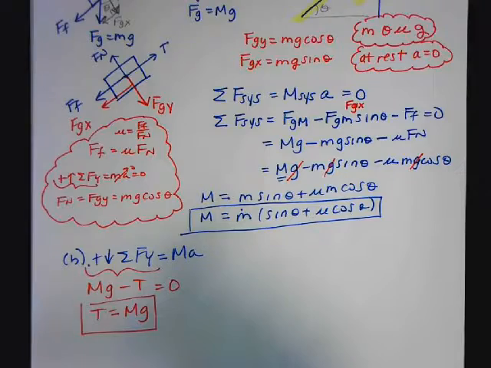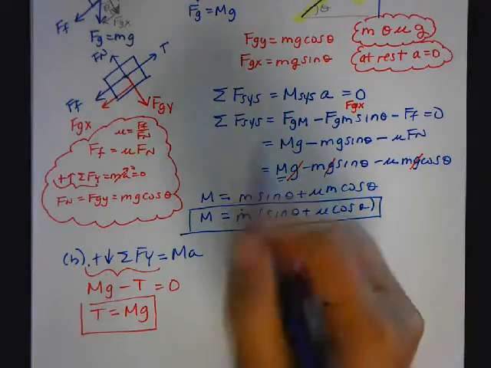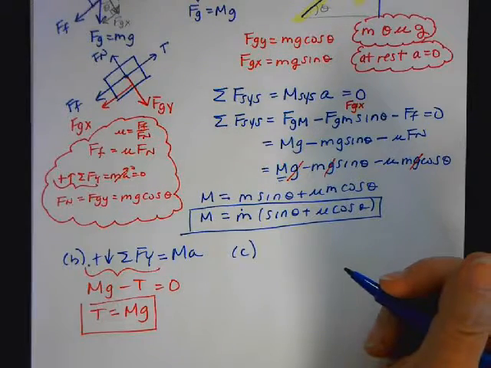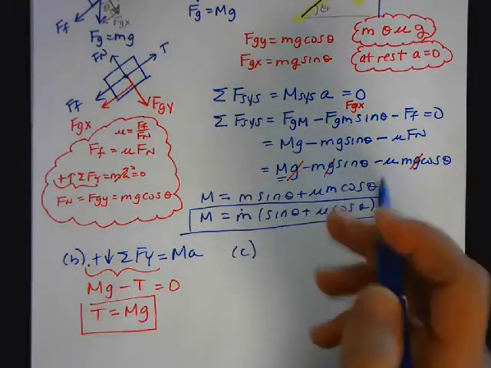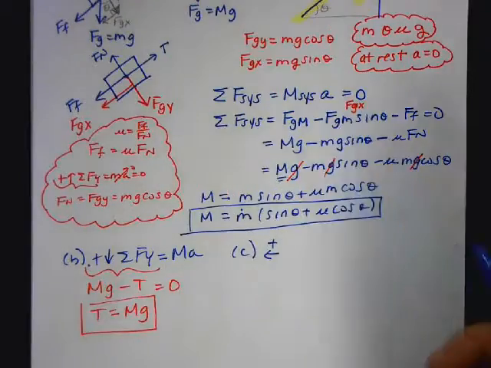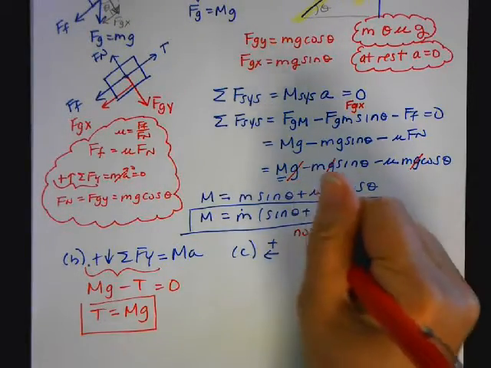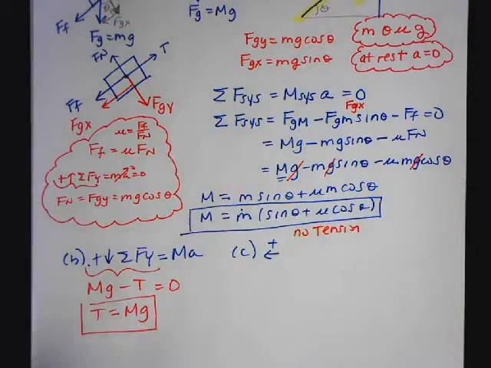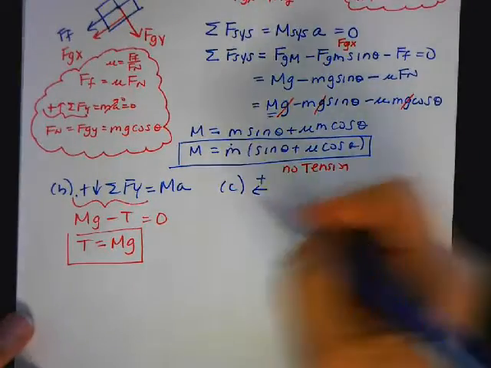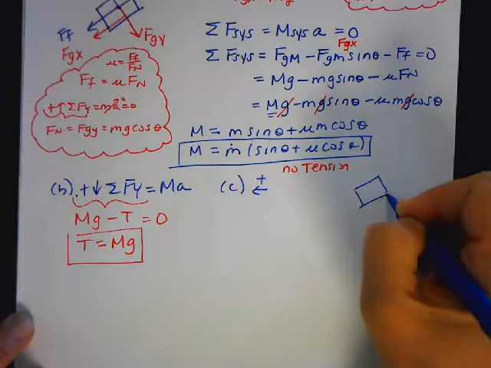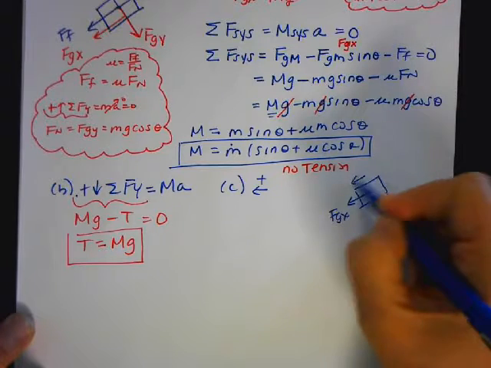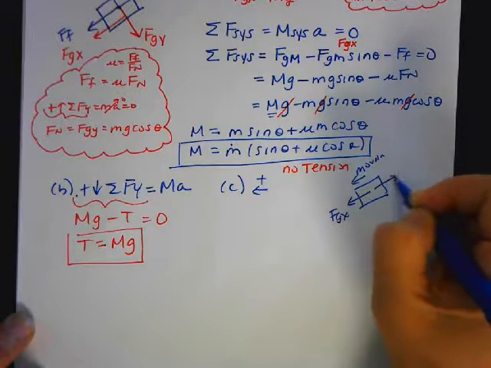Then for part C, it says to find A. So what I'm going to do is I'll look here and I'm going to sum forces and say the string breaks. So I no longer have a tension because the string breaks. So the tension disappears, and I'm going to sum forces. Now the block is going to move this way. So when I look at my free body diagram for part C, my free body diagram is just going to be FGX going this way. There's no tension, but because it's moving this way, the frictional force acts the opposite way like this.